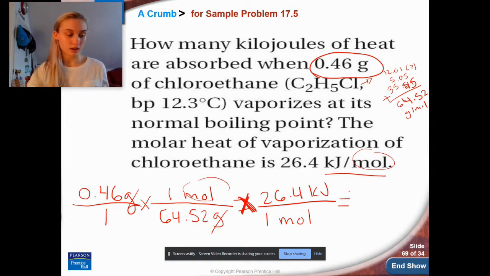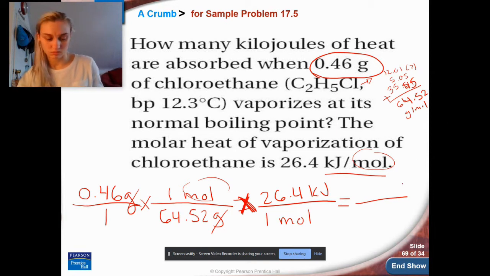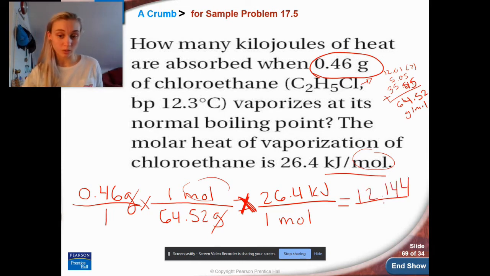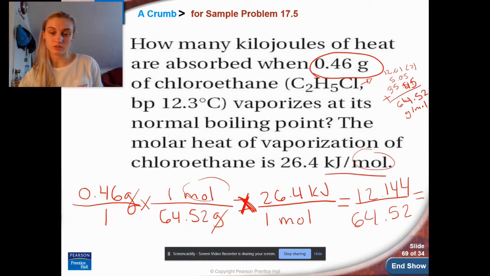So now we do that calculation. Again, I'm going to multiply across the top, across the bottom, and then divide them. So for the top, I'm getting, oh, yeah, that makes sense. I'm getting 12. So for the first part, we get 12.144. And then we're multiplying 64.52 times 1 times 1. So that's just 64.52. Then I'm going to divide those.